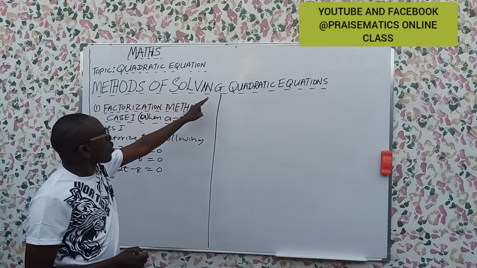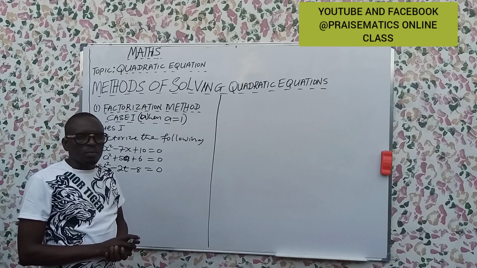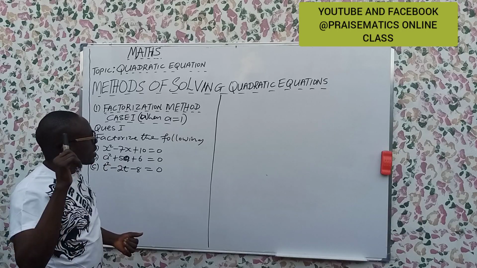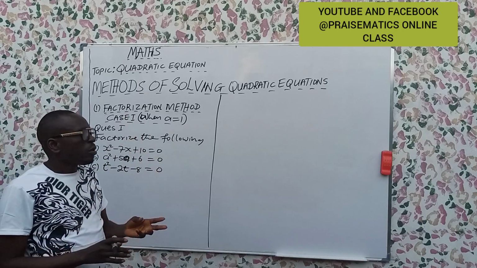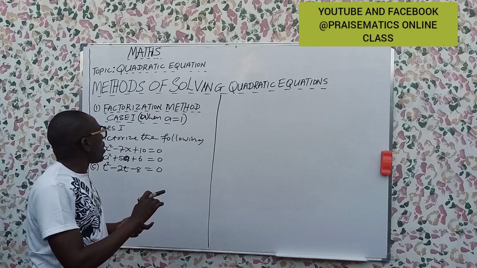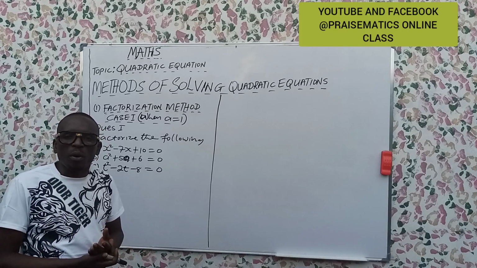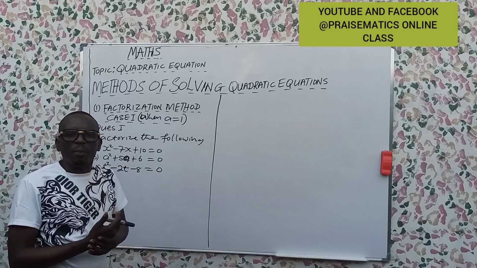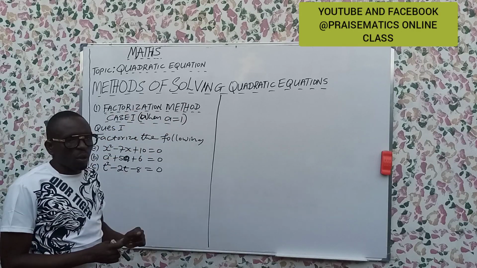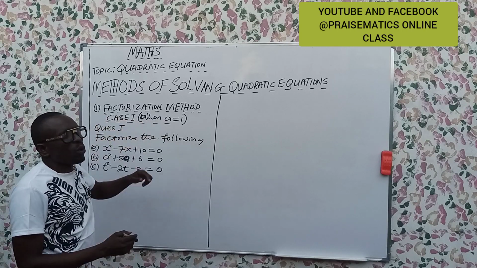This is the method of solving quadratic equations. We have 4 methods of solving quadratic equations. If you watched my last class, we have 4 methods: factorization method, completing the square method, the almighty formula or general or quadratic method, and finally the graphical method. But we are going to look at the factorization method, and specifically case 1, where a is equal to 1.